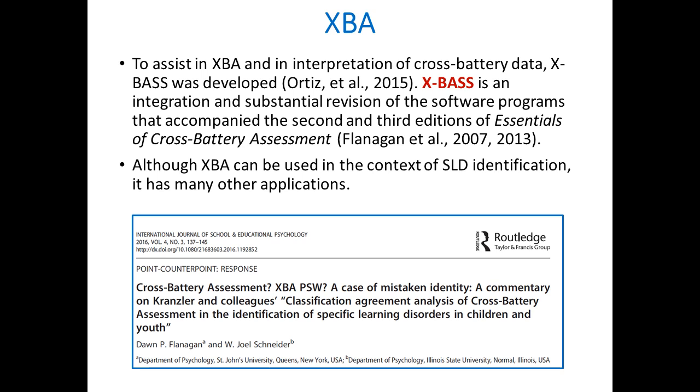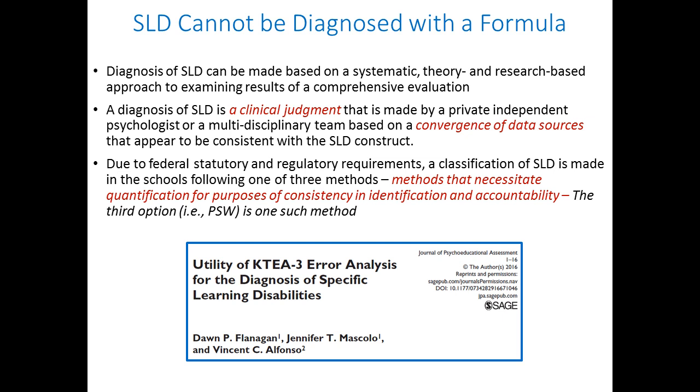But the cross-battery assessment method is a standalone method, and the PSW method is a standalone method. So they shouldn't be used interchangeably, but it's understandable why they have been, because they're very closely associated with one another, primarily because you often need cross-battery data whenever you do an evaluation of SLD, particularly when you're following up on aberrant score performances, testing hypotheses, and so forth.